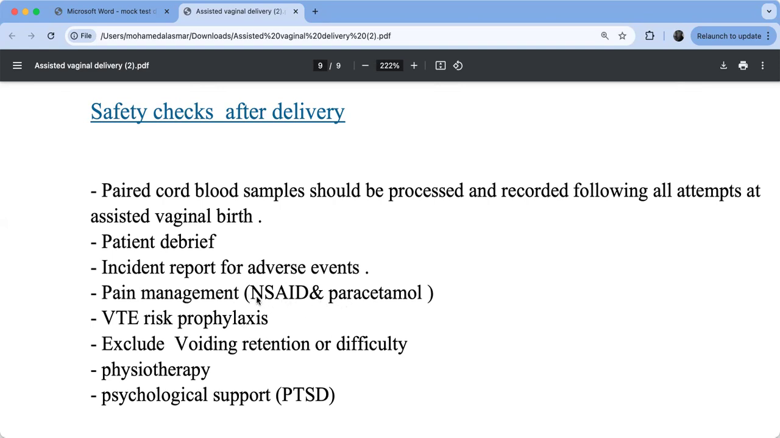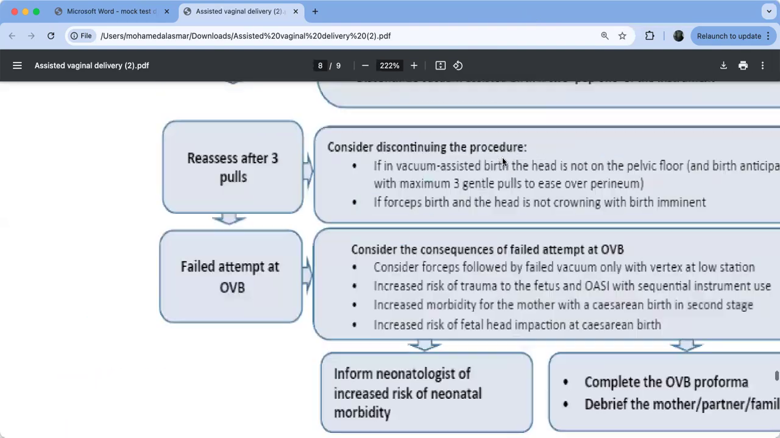So in the exam also, when he asks you about postnatal analgesia, the best is to give a combination of non-steroidal and paracetamol. VTE risk assessment and exclude voiding retention, physiotherapy, and psychological support because of post-traumatic stress disorder. This is all about the decision making.